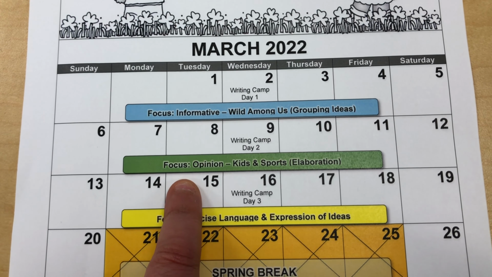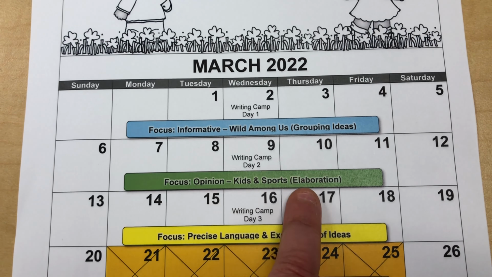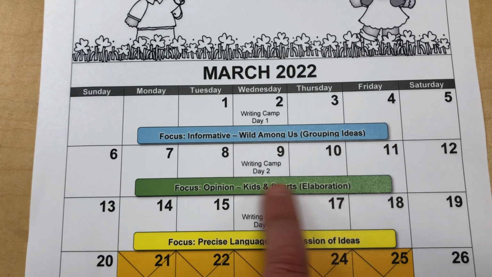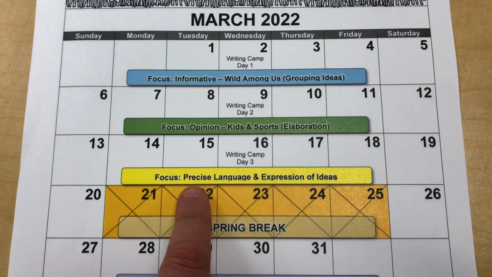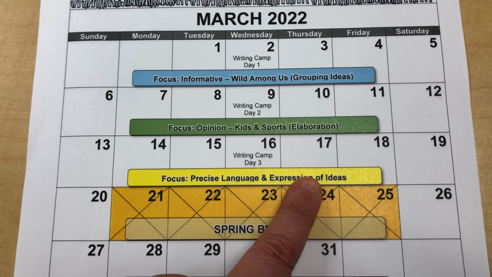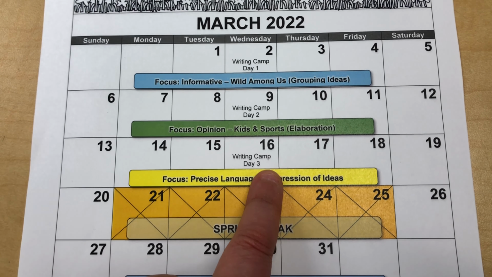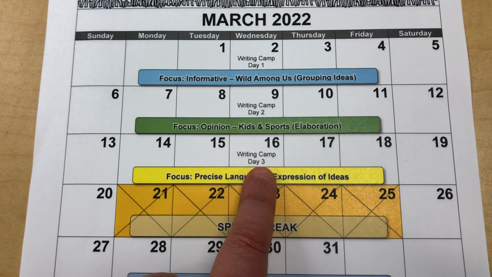Then the following week, we're going to focus on kids and sports using elaboration. So it's an elaboration mini lesson. So it'll be opinion writing. And then the following week, it'll be precise language and expression of ideas to help students find their voice in their writing and really express how they feel about the topic.